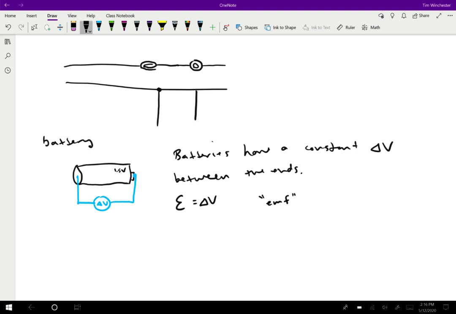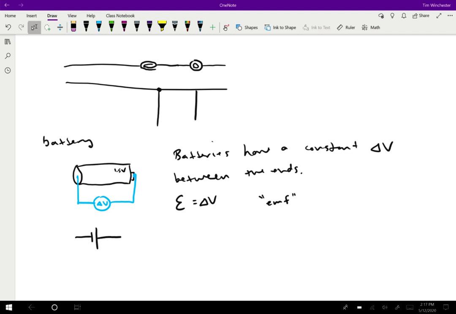Okay, you might wonder why we have a name for the EMF if we could just use delta V. So for an ideal battery, those are the same, but for a real battery, there's a slight distinction, which we'll learn about later on. But you can think of the EMF as just being the potential difference across the battery. Okay, so there's a symbol for a battery that we use in electrical circuits. Okay, so the symbol is like this.